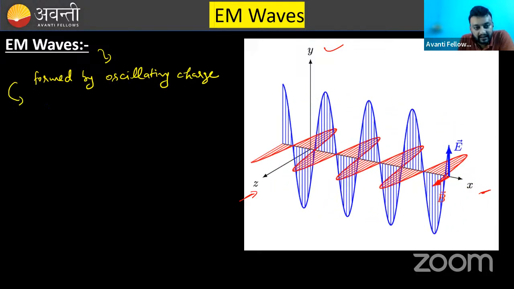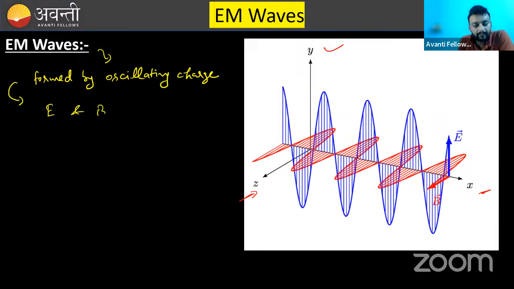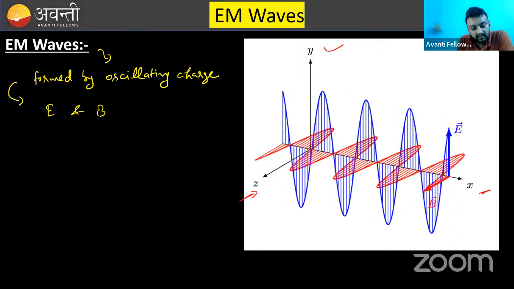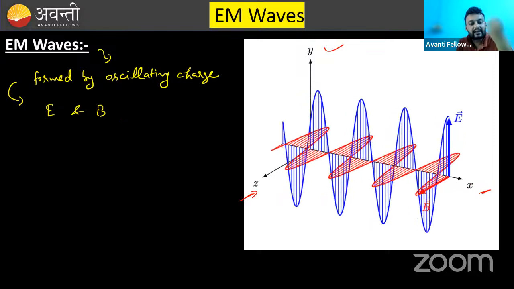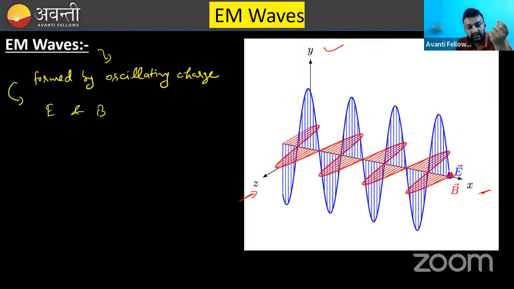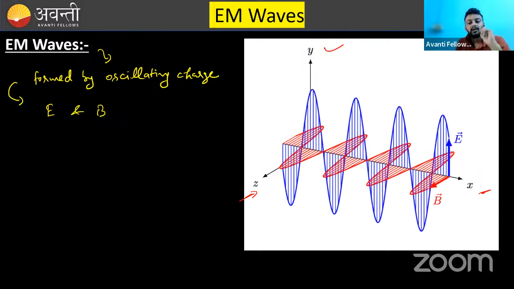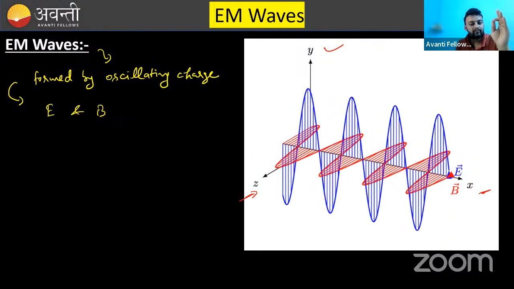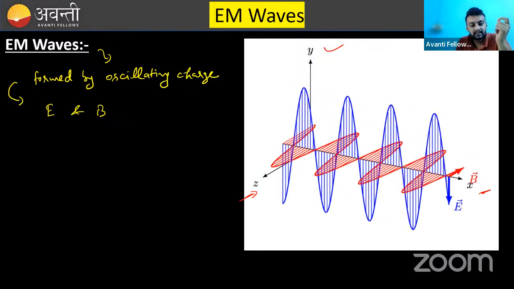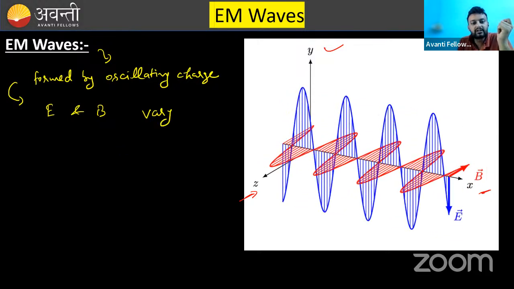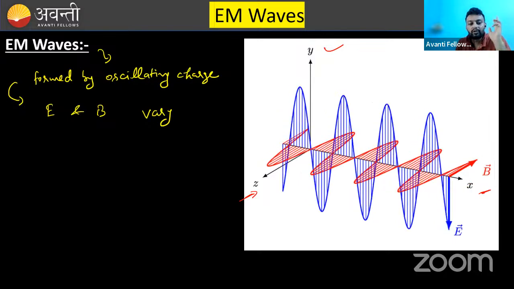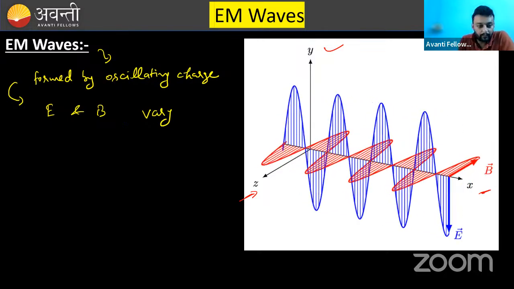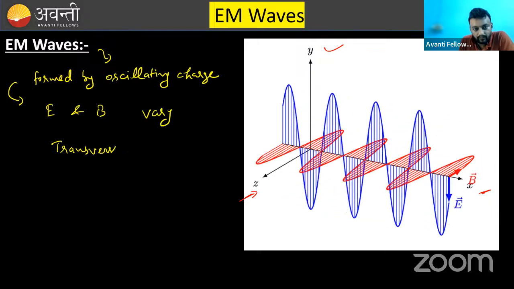in the EM waves, the electric field and magnetic field both vary sinusoidally, perpendicular to each other and perpendicular to the wave propagation. What is my point? In electromagnetic waves, the electric field and magnetic field both vary. Vary means change. Both vary perpendicular to each other and perpendicular to the wave propagation. So these are the transverse waves.